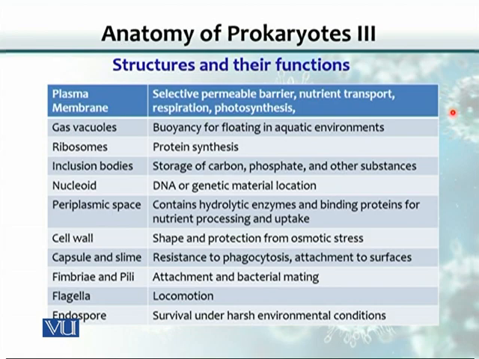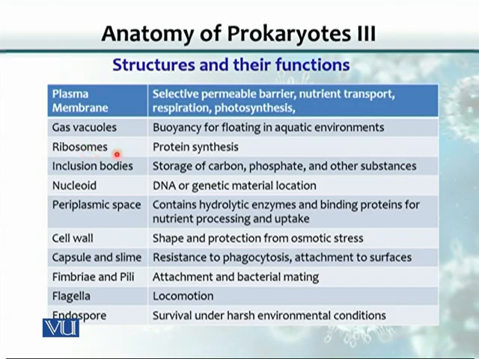But before we talk about various structures, let's go quickly through the functions of these structures. Plasma membrane, as you know, provides a selective barrier. It is used for nutrient transport and also used in respiration and photosynthesis. Gas vacuole: there are certain bacteria that live in water, in seas, in ponds, and those that need light have evolved with these gas vacuoles, which keep them floating at a level that is required for the nutrition to be provided there. Next structure is ribosomes.